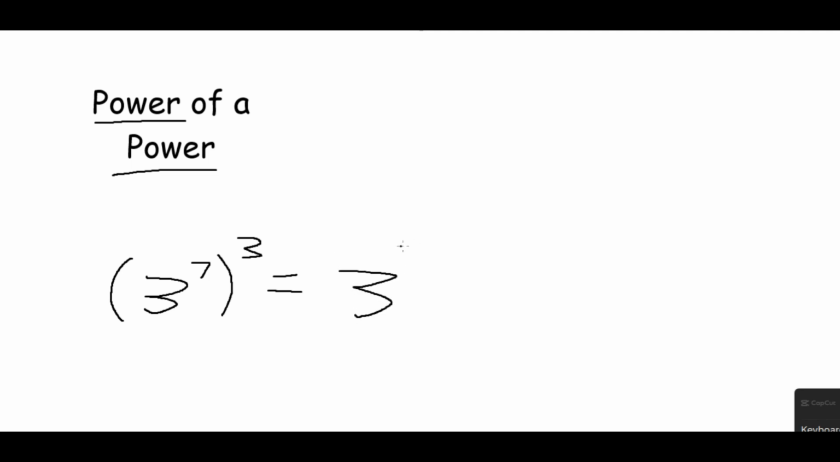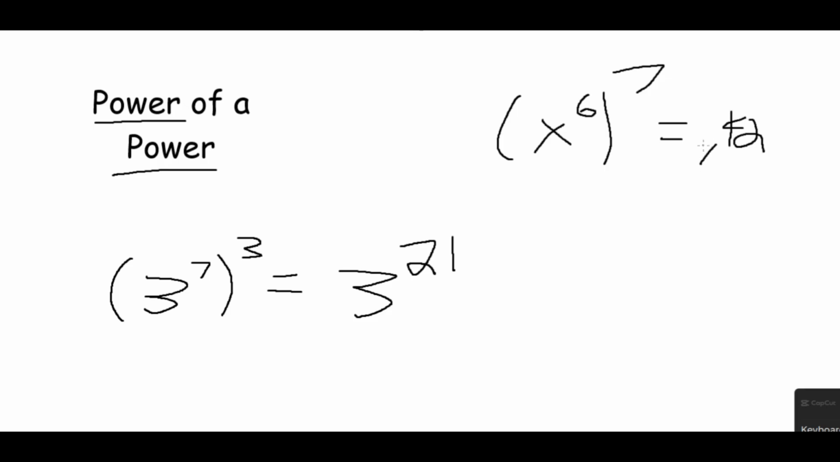Power of a power will be 3 to the 7th, in parentheses, to the power of 3. Now, whenever we have the power of a power, we're going to multiply these two exponents together. So 7 times 3, 21. Next, another example would be x to the 6th, to the power of 7. Now, 6 times 7 is equal to 42. So x to the power of 42.